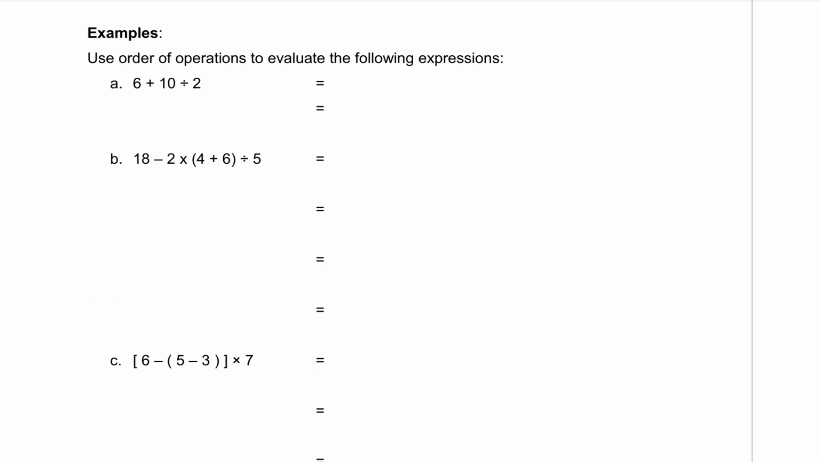We have 6 plus 10 divided by 2. Now, working through the steps, we were told to do brackets first. There's no brackets. Then we were told to do multiplication and division. There's no multiplication, but there is a division. See here, 10 divided by 2. So that's what we need to do first. So we're going to leave the 6 and the plus sign, and we're just going to do that division. 10 divided by 2 is 5.